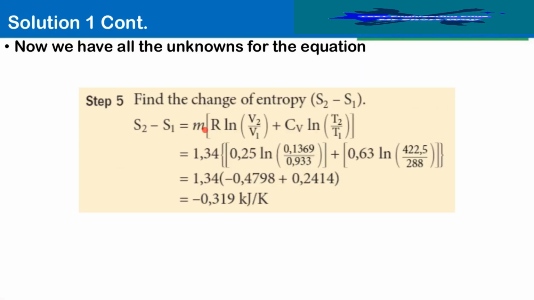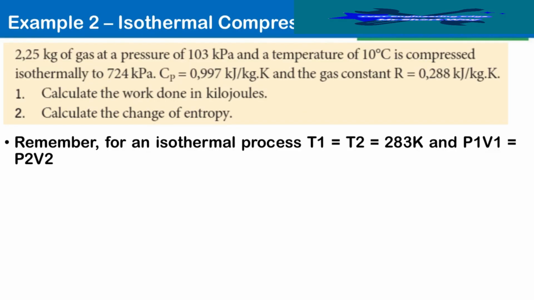Right, step 5, now it's a simple plug and play. Mass was given. You just calculated this, and that, and this, and this was a given, and you end up with a negative 0.319 kilojoules per kilogram value for the entropy, which also, once again, is in line with our expectations, the negative value given that the gas is being compressed. Is everyone clear on that? Does anyone need extra clarity on any of the steps above? All right, let's look at a second example.